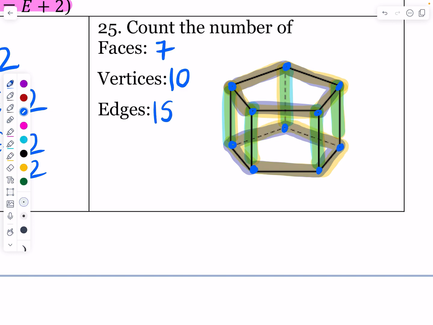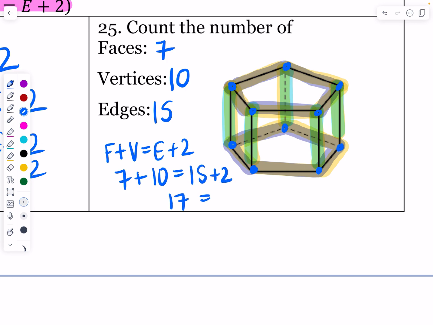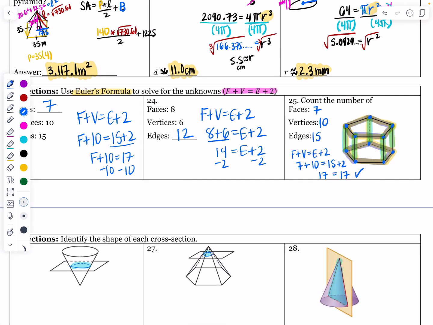But let's make extra sure. Let's be extra cautious, especially because this is a test. And let's plug it in and make sure we counted right, and confirm with Euler. So F plus V, so that's going to be 7 plus 10. Is that in fact equal to 15 plus 2? Sure is. 17 is equal to 17, and boom, I did it right. I know I counted right. I know I didn't miss anything. So that is Euler's formula. So make sure you know how to apply that because we will supply that.